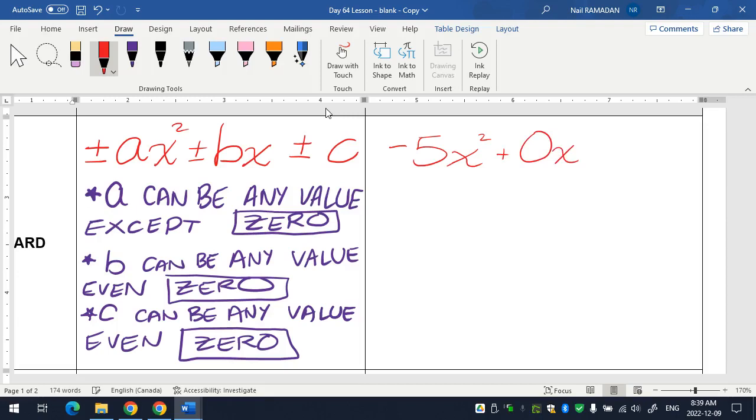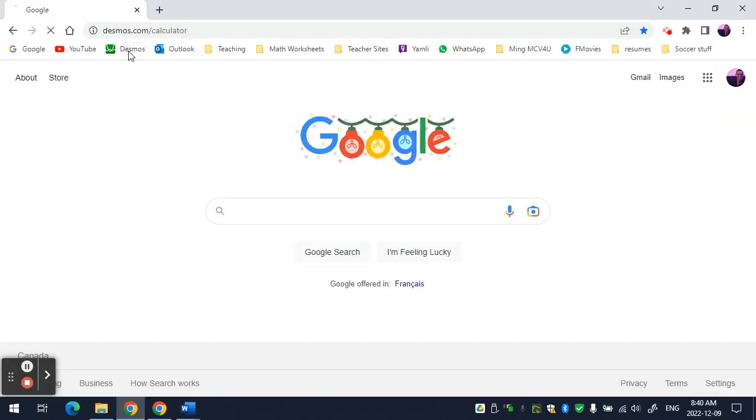What do you want your C to be? Sure. Can I write like this? Can I write 24x or just 24? Exactly, because C is the only number, the only one that is a number by itself. Okay. How can I check that this indeed is a quadratic? What website do I always go to? Desmos. Exactly. Thank you. So everyone, let's go and sketch it.